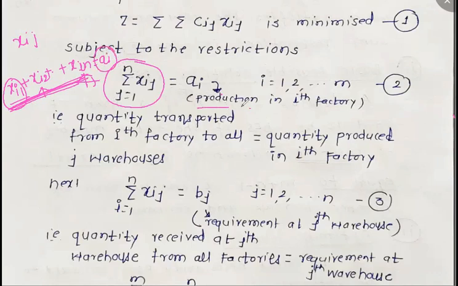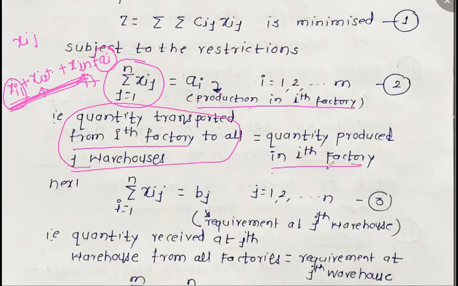Ai is the production in the ith factory, or the quantity of goods available at the ith factory. So the quantity transported from the ith factory to all warehouses is equal to ai, that means the quantity produced in the ith factory. Whatever is transported from the ith factory to all warehouses is equal to the quantity produced in the ith factory.